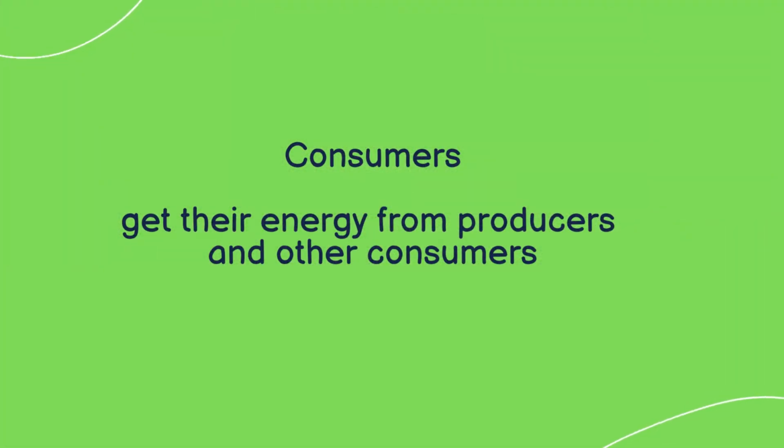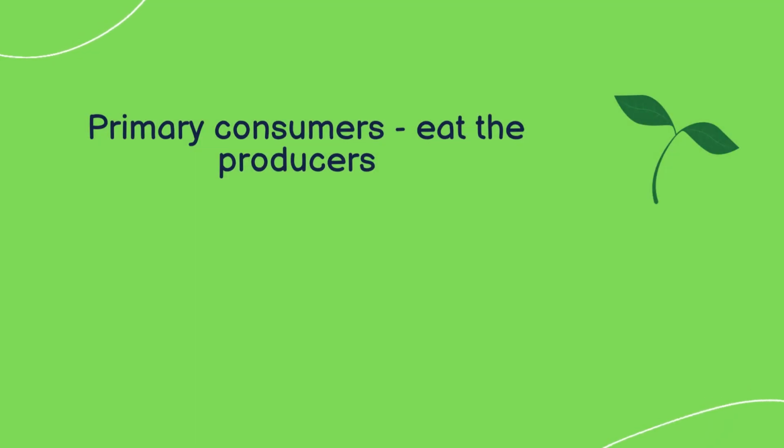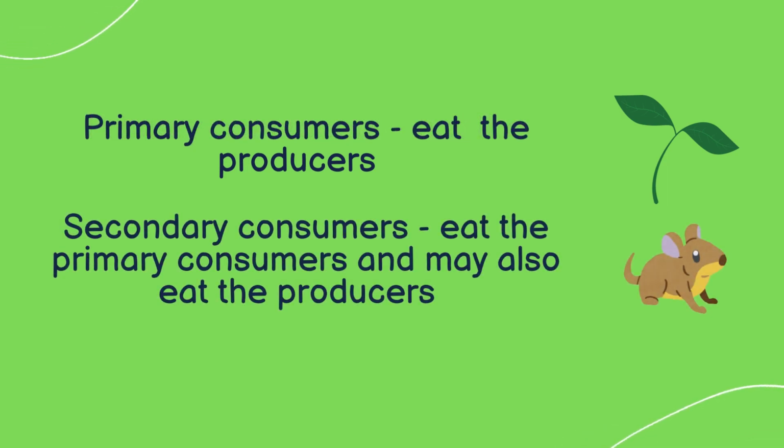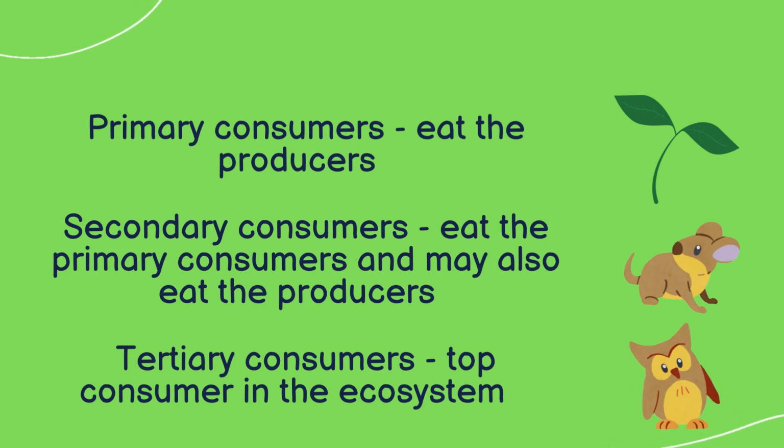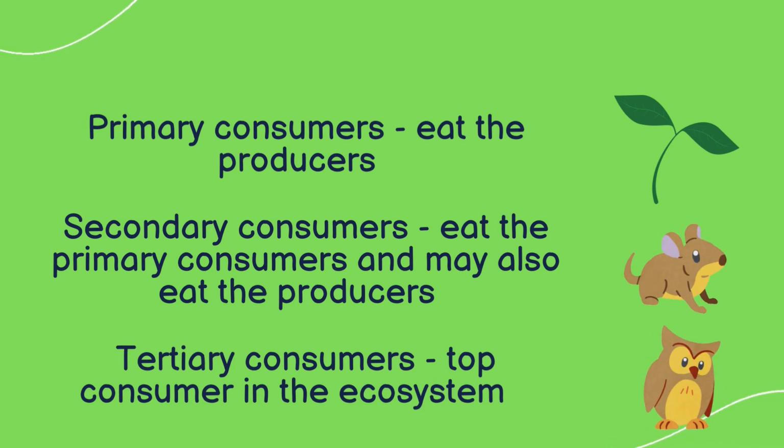Consumers get their energy from producers and other consumers. There are three types of consumers. There are primary consumers. They eat the producers. There are secondary consumers. They may eat primary consumers and may also eat the producers. Finally, we have tertiary consumers. This is the top consumer in the ecosystem.